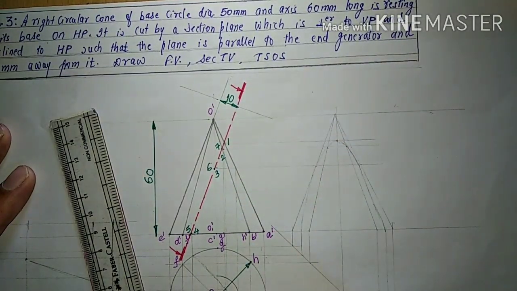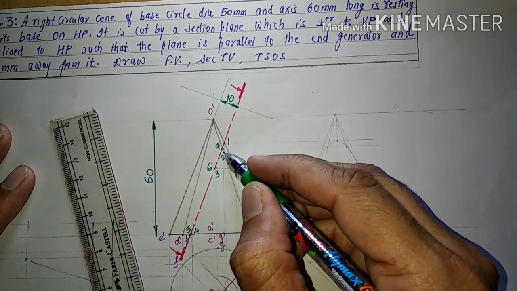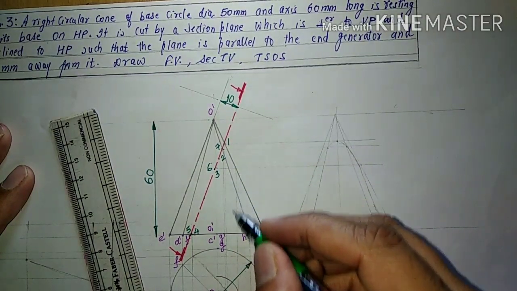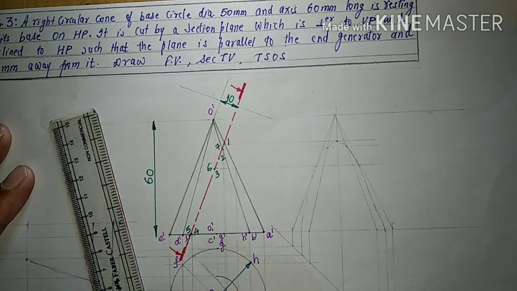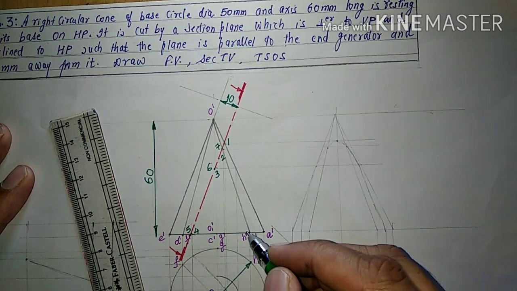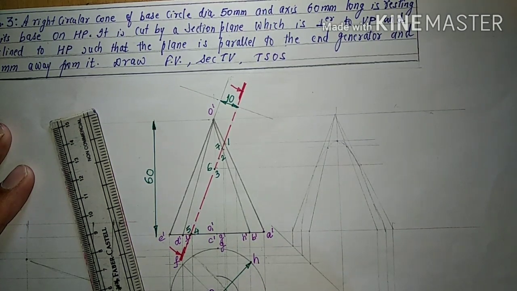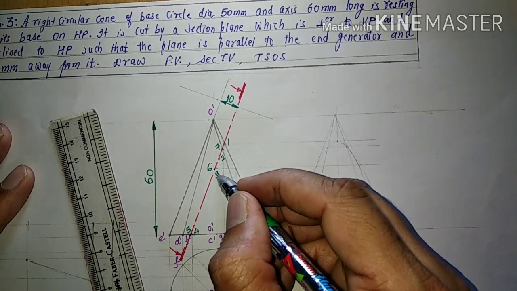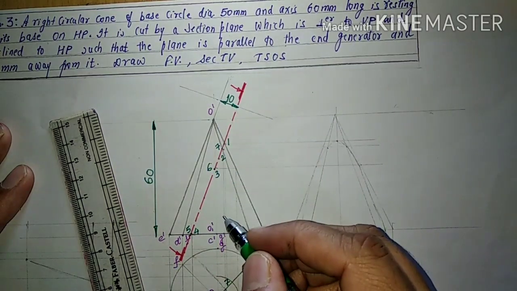1 will get directly transferred here. This will be 1, 2 and 7. 2 is on OB. So here on OB we'll get 2. On OH we'll get 3, 7. Then 3 and 6 are lying on the axis.